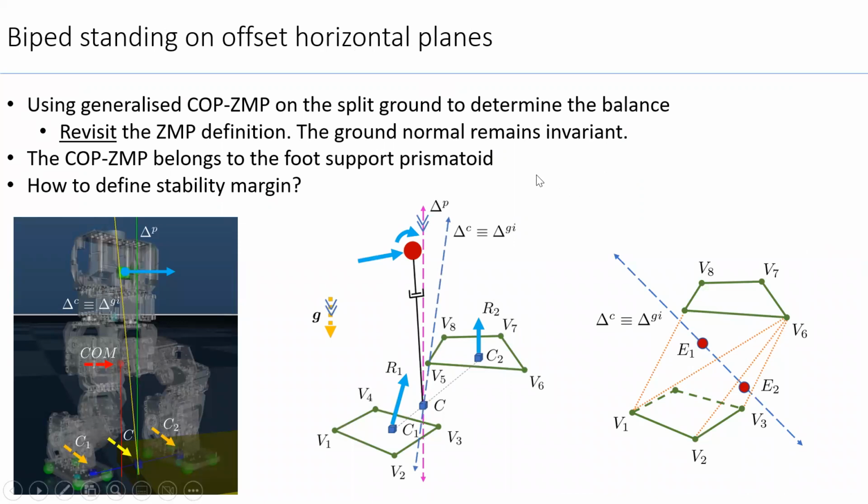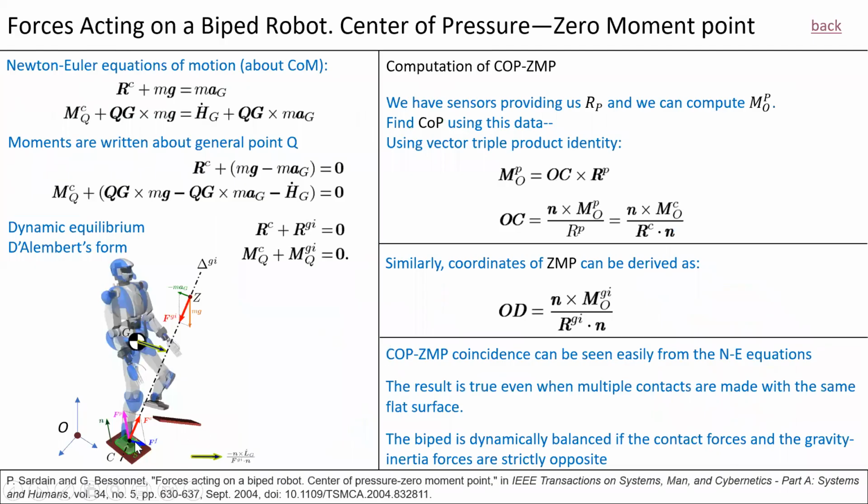Moving on, a lot of work has been done on push recovery of a robot standing on planar ground. So we moved to stepped terrain. The concept of COP and ZMP is still valid here because the ground normal is invariant. So the expressions for ZMP can be used as they are.